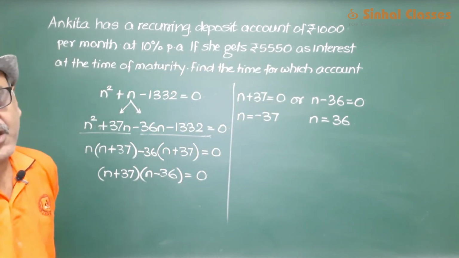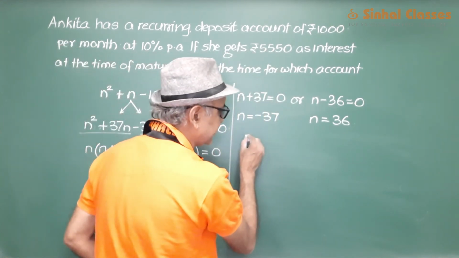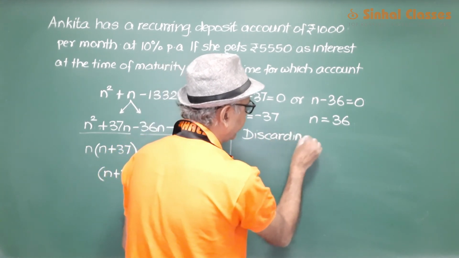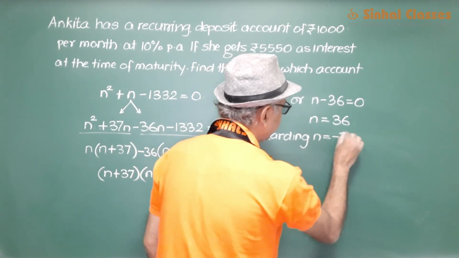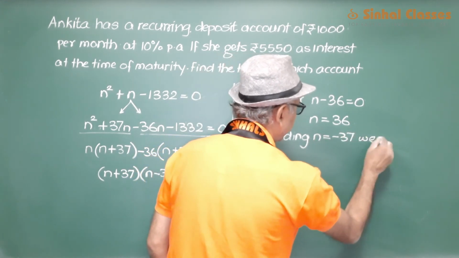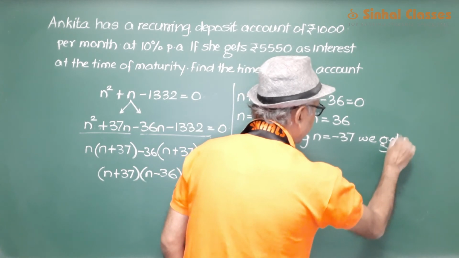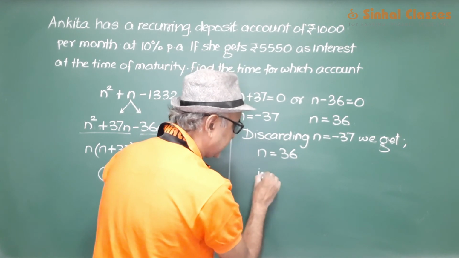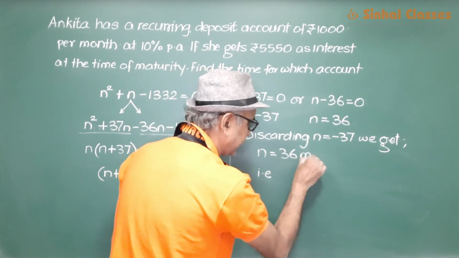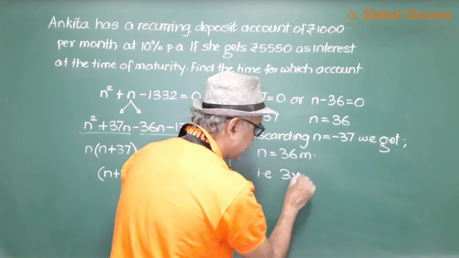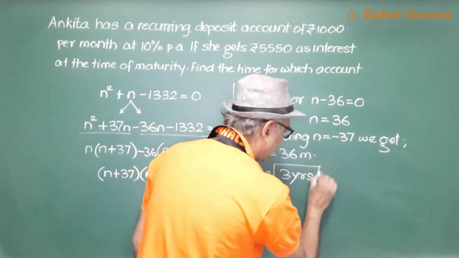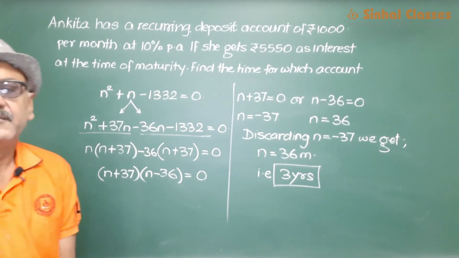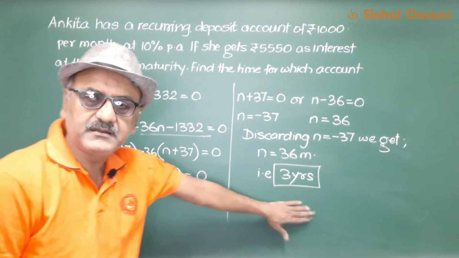Number of months cannot be negative. So we discard n equal to minus 37, and we get n equal to 36. That is 36 months, which is 3 years. So guys, Ankita held his money in the account for 3 years.